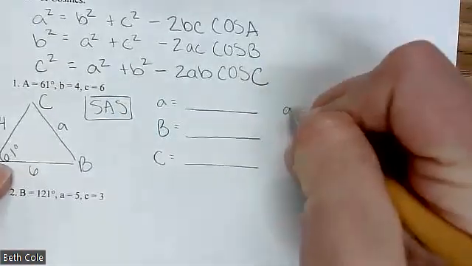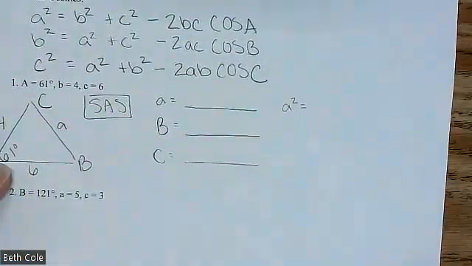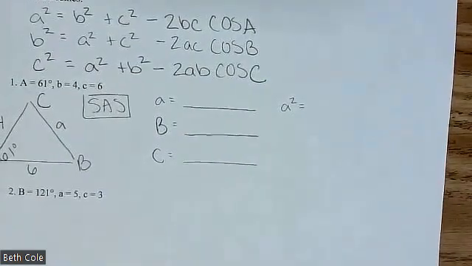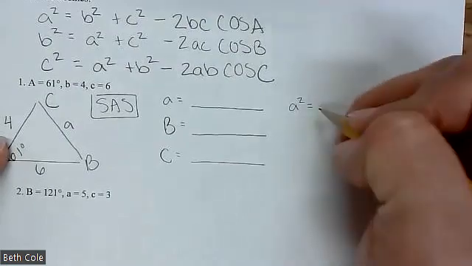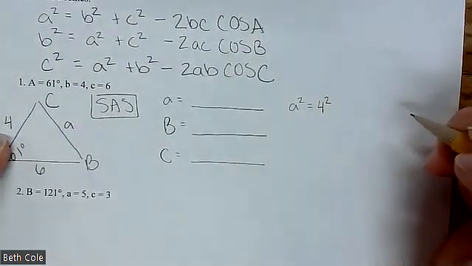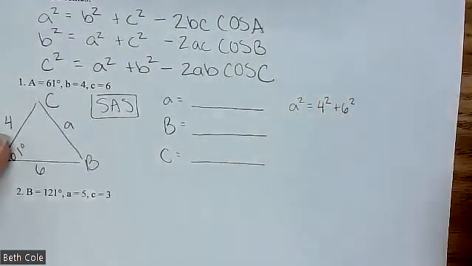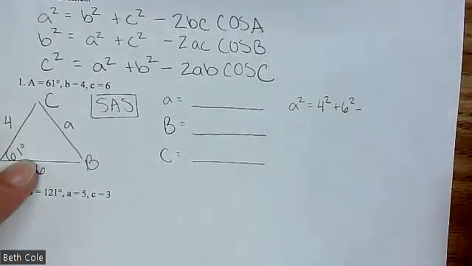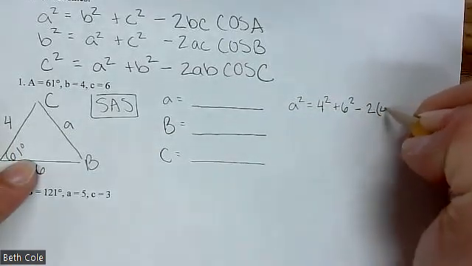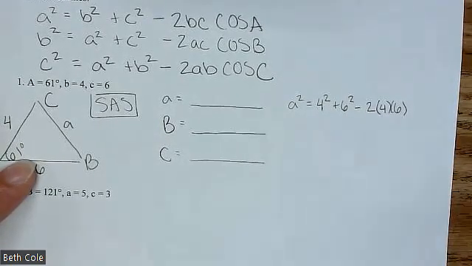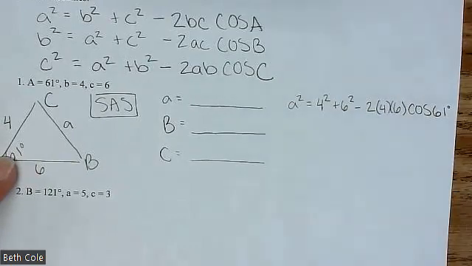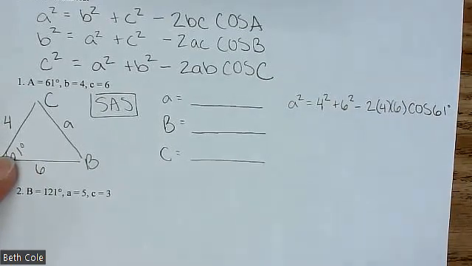All right. So it is going to be A squared equals, and try to write a little small because this is going to be longer. A squared equals 4 squared plus 6 squared minus 2 times 4 times 6. They just get repeated. And then cosine of 61 degrees. It's the only angle you have, so you can't pick the wrong one.